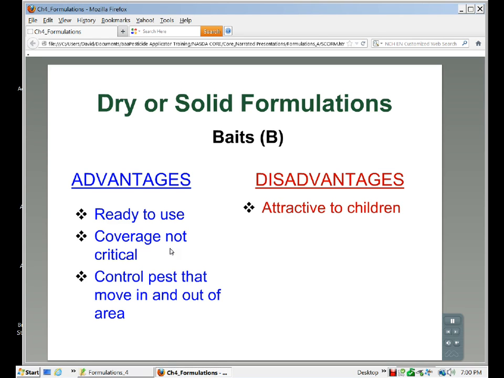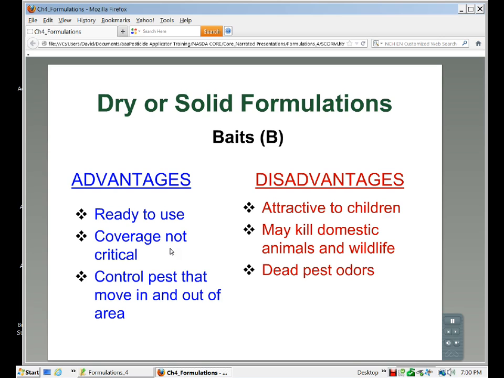Also consider access to the baits by domestic animals. When using baits, realize you don't have control of where the pest may die, and dead pest odors can create their own problems. Replenish baits and remove old stations so you don't inadvertently provide food once the bait becomes inactive.